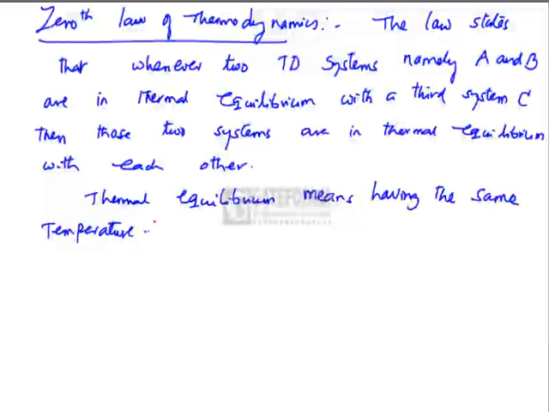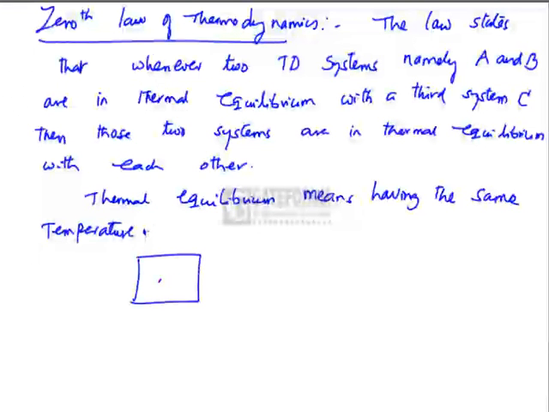For example, a human body is not in thermal equilibrium with its surroundings, because our human body temperature is 37 Celsius, whereas the surrounding temperature is a function of time. Many times the human body temperature would not be equal to the surrounding temperature. Hence, the human body is not in thermal equilibrium with its surroundings.